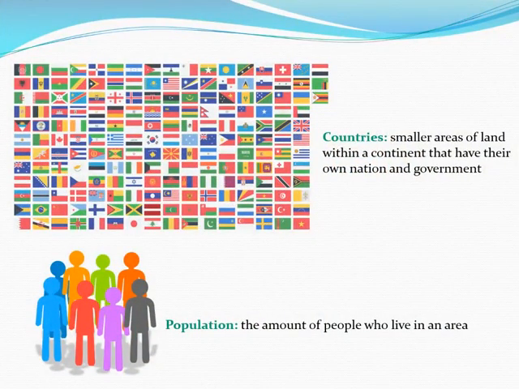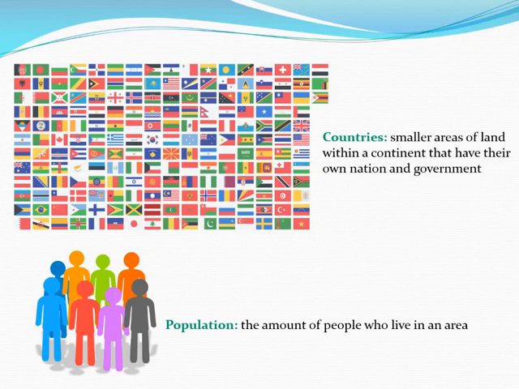A continent is a large area of land on the Earth, and on each continent, there are countries. Countries are smaller, divided up areas of land within a continent. These areas of land have their own nation and government. Examples of countries are the United States, Mexico, and Dominican Republic. Those are just 3 examples.